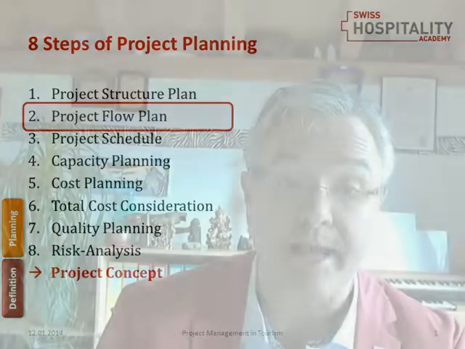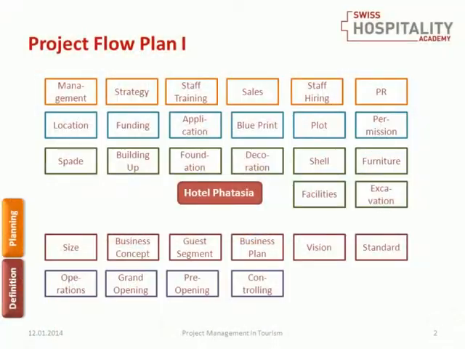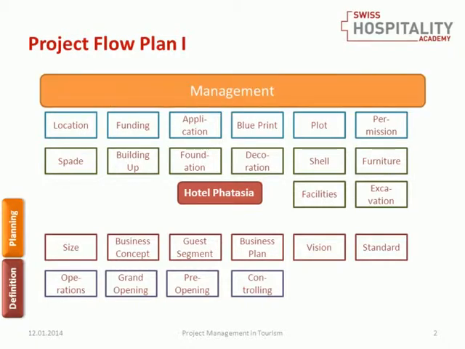The project flow plan is nothing else than to group all the identified elements from the project structure plan in logical units and row them up time-wise. How do we do this? See my next slide, and you remember that's where we ended up. We put these elements into logical units, or more or less logical units. So what we could do next would be to name the groups.